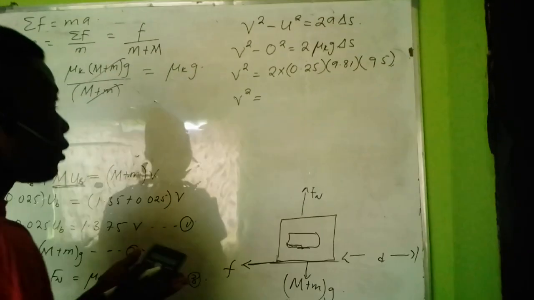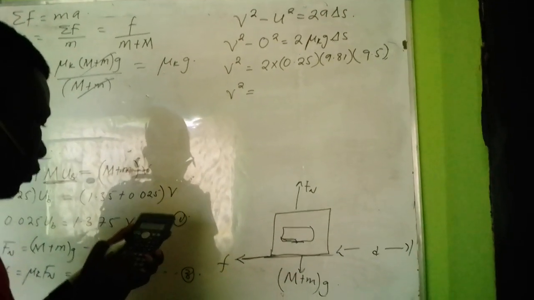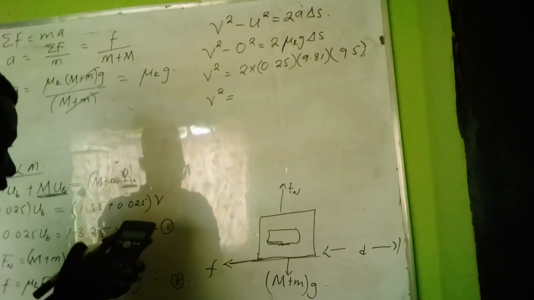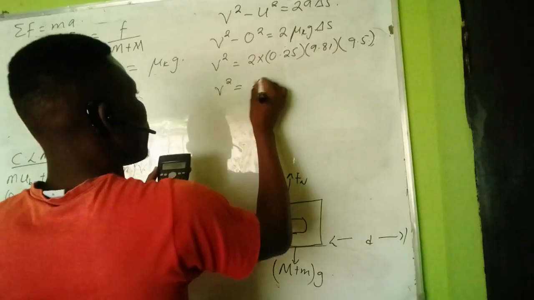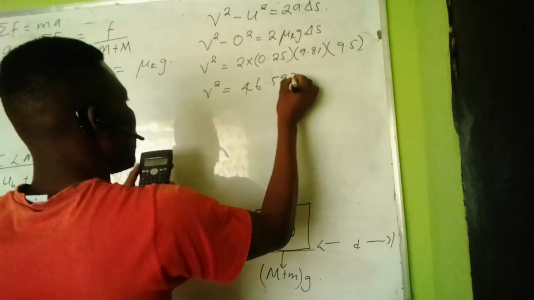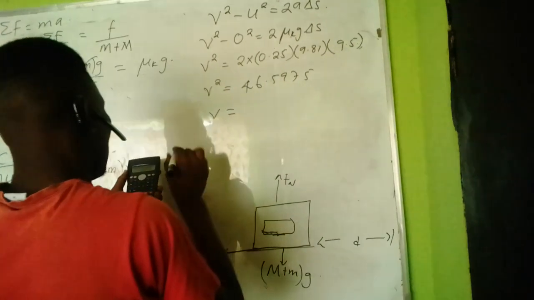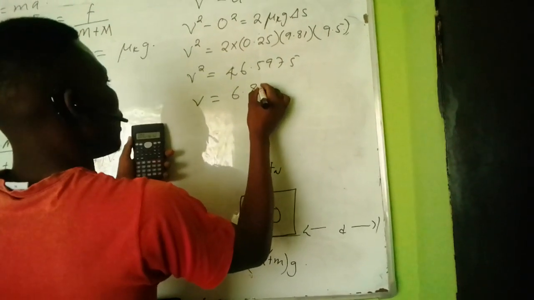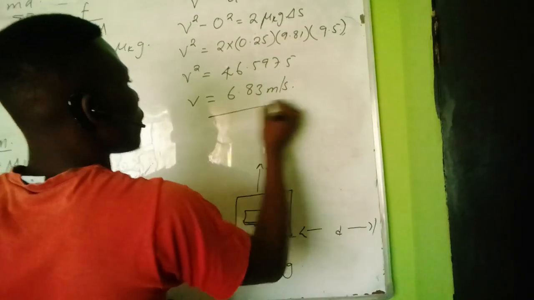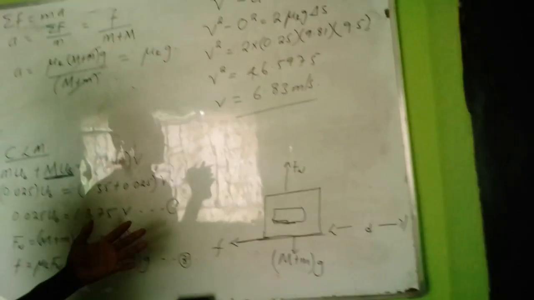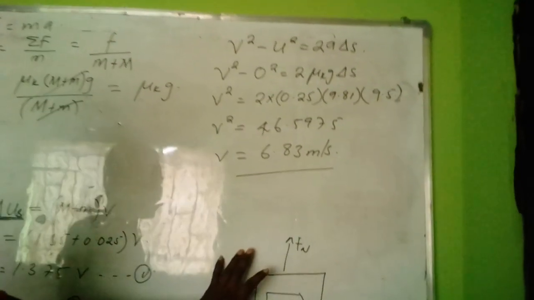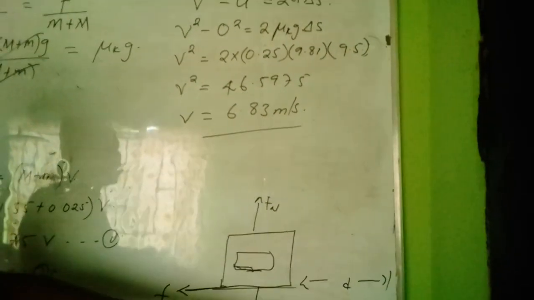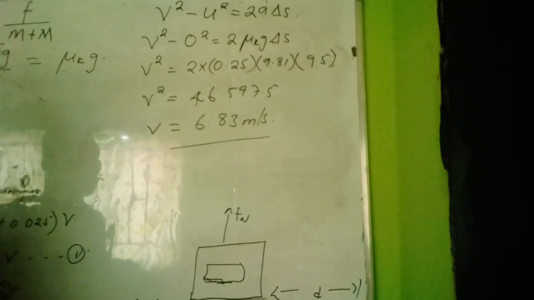So v squared is going to be 2 times 0.25 times 9.81 times 9.5. So we have 46.5975. We square root both sides and we have v as 6.83 meters per second. So after the collision, after the bullet embedded, this system moved with a speed of 6.83 meters per second for a distance of 9.5 meters.